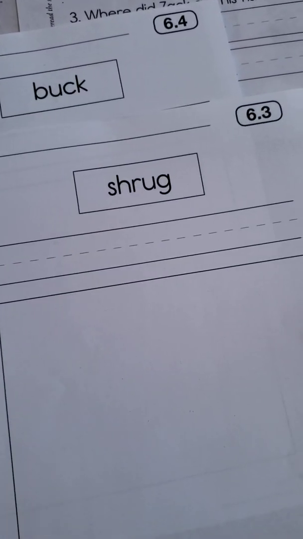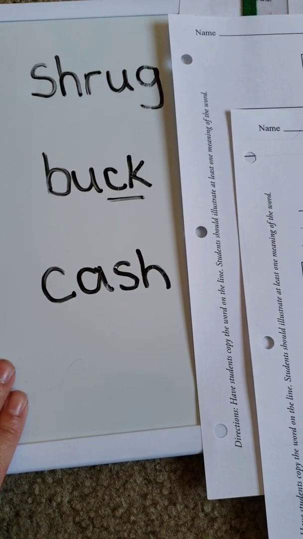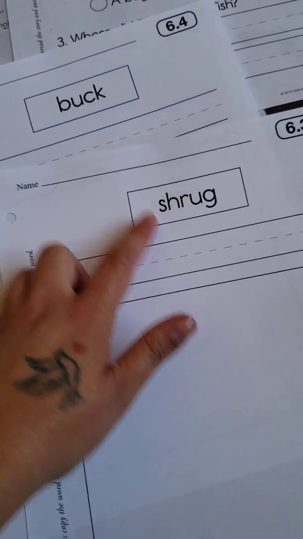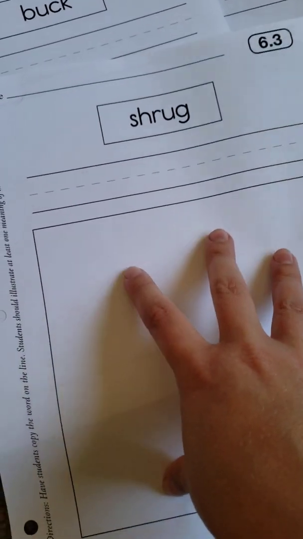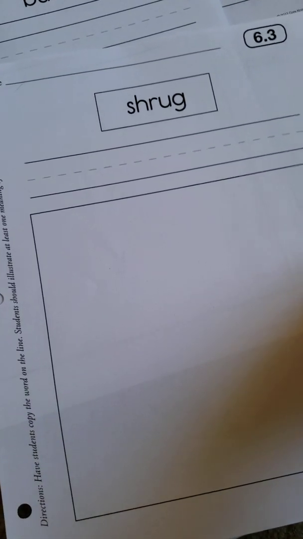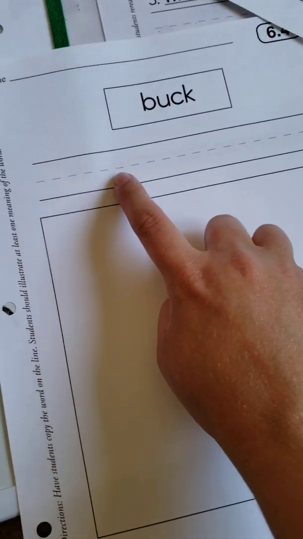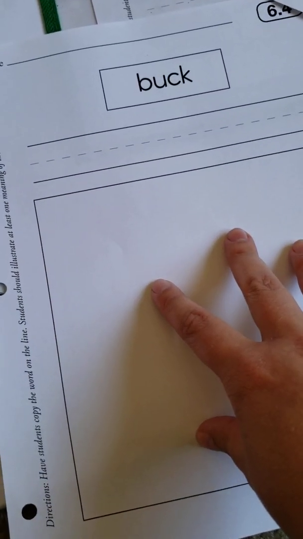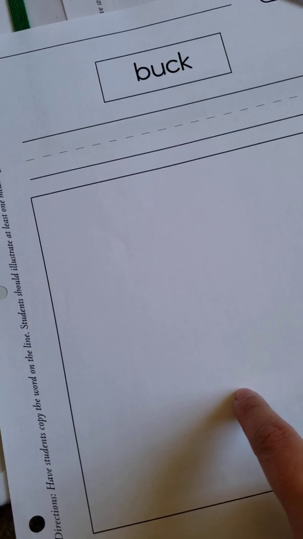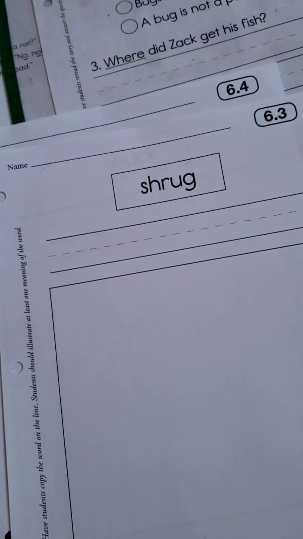The other 2 worksheets that go with this are the vocabulary worksheets, and there's only 2. I know we had 3 words we went over, but they didn't do a worksheet for cash. So we just have shrug and buck. For shrug, you're going to write the word and then draw a picture of what it means. Remember, it means to lift your shoulders up and say, I don't know. And then for buck, you're going to write buck, and then draw a picture of it. This buck that we were talking about meant $1. Some sort of money. You can use the story to help you with your pictures if you would like.